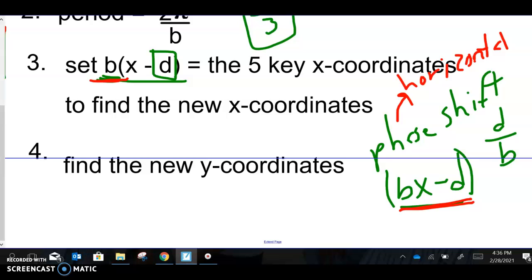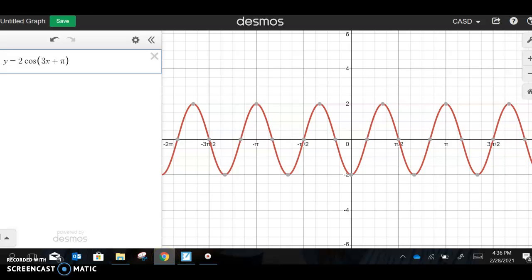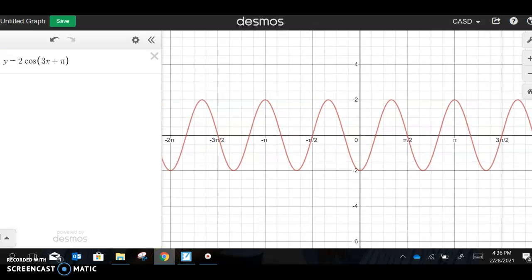I'm going to show it on the equation first. Looking at this, we said the amplitude is the absolute value of A. A is the number in front of the cosine, so the amplitude is 2. Let's look at the graph. The furthest away that the y coordinate is from the horizontal is 2.